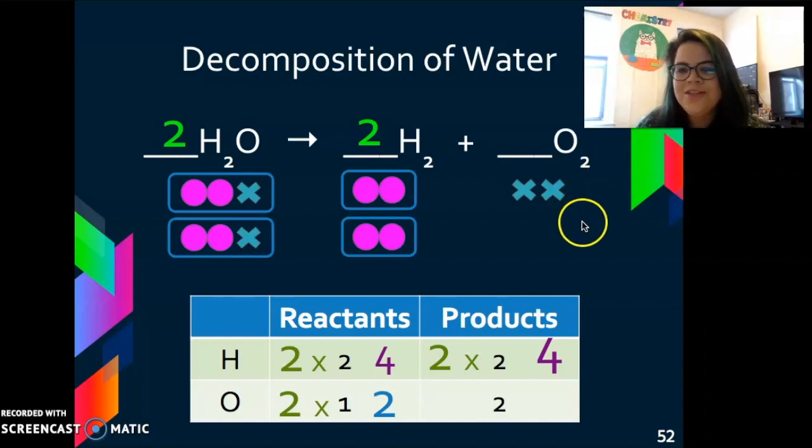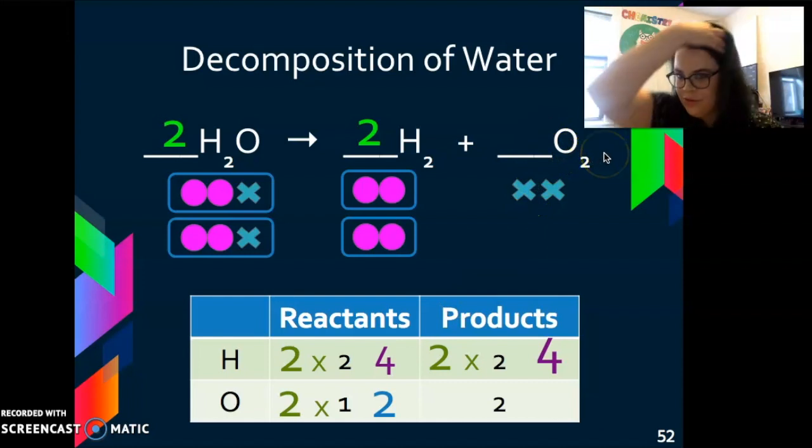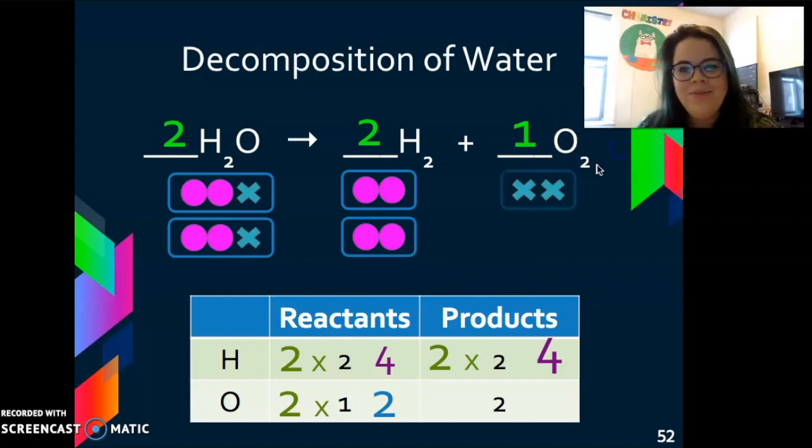Now some students will look at this and say, Miss, it's not complete. And so we can put a number here if you want. You don't have to, because remember, you have the right to be lazy if what we're talking about is the number 1. And if you look at the chart here on the bottom, you'll see that the number of hydrogens at the beginning equals the number of hydrogens at the end, and same for the oxygens.